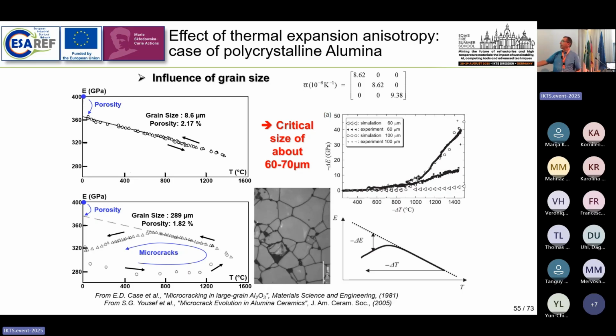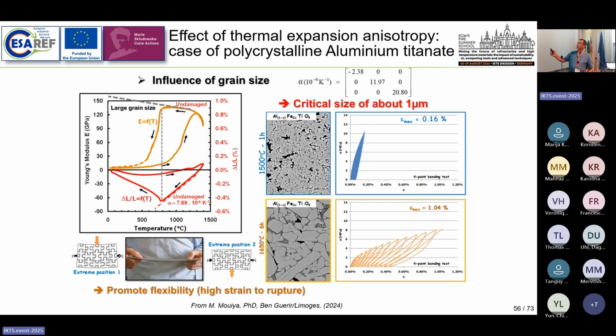45 years ago, and which demonstrates that if you have large grain in alumina, you can have crack. Of course, you have no crack in alumina if you are sure that the grain remains small. But if the grain becomes quite large, around 50 micron, you have some chance to have crack. And this is completely demonstrated in the literature. Aluminum titanate, I already showed you this curve.